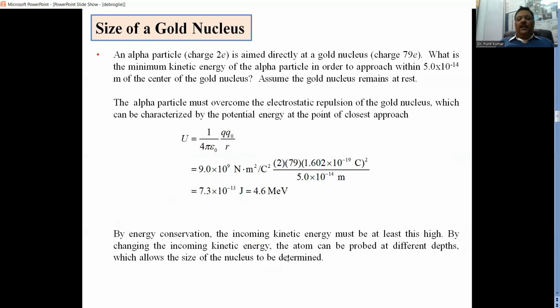The minimum kinetic energy of these electrons can be calculated using this formula.